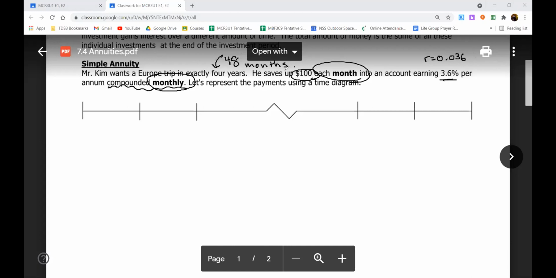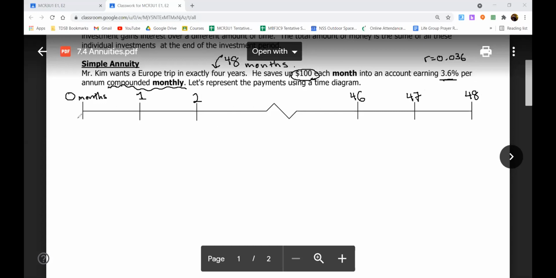So let's represent this on a timeline or a time diagram. This would be right now, 0 months. This would be 1 month, this would be 2 months, 3, 4, 5, 6, 7, 8, 9, 10. This is the 48th month, which means this must be 47, which means this must be 46.